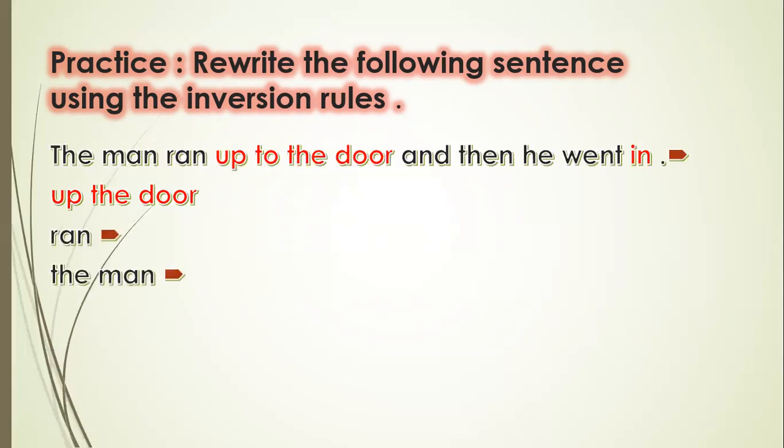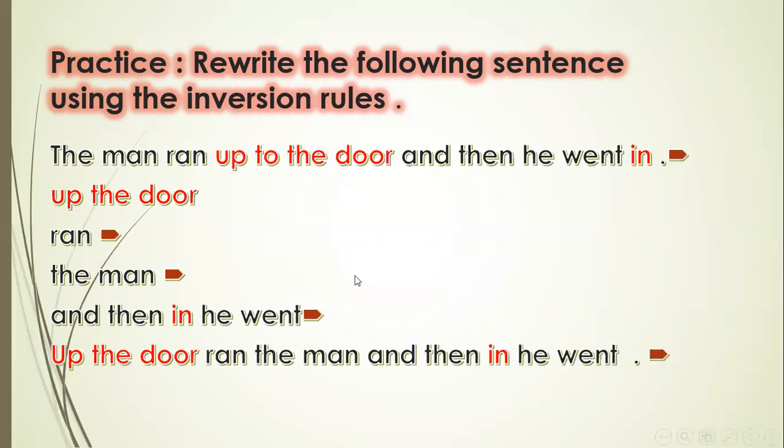Look at the second clause. When you say, he went in, notice here the subject is a pronoun. Can we invert the subject and the verb if the subject is a pronoun? No. So the second clause will be, and then in he went, not went he. Why can't we invert the subject and the verb here? Because the subject is a pronoun. So if the subject is a pronoun, there is no inversion. So the correct answer will be, up to the door ran the man, and then in he went, not in went he. It is incorrect.